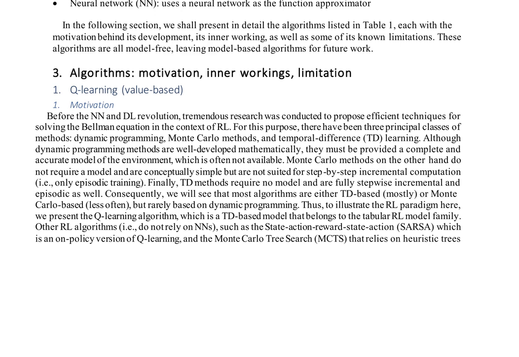RL. Dynamic programming methods require a complete and accurate model of the environment, which is often not available. Monte Carlo methods do not require a model but are not suitable for incremental computation, making them less efficient for step-by-step learning. Temporal difference methods, like Q-learning, require no model and are fully incremental, making them a popular choice for RL algorithms. Q-learning's key characteristics include its value-based and temporal difference approach, using a tabular method for storing computed values. This section focuses on model-free, off-policy algorithms, leaving model-based algorithms for future work.